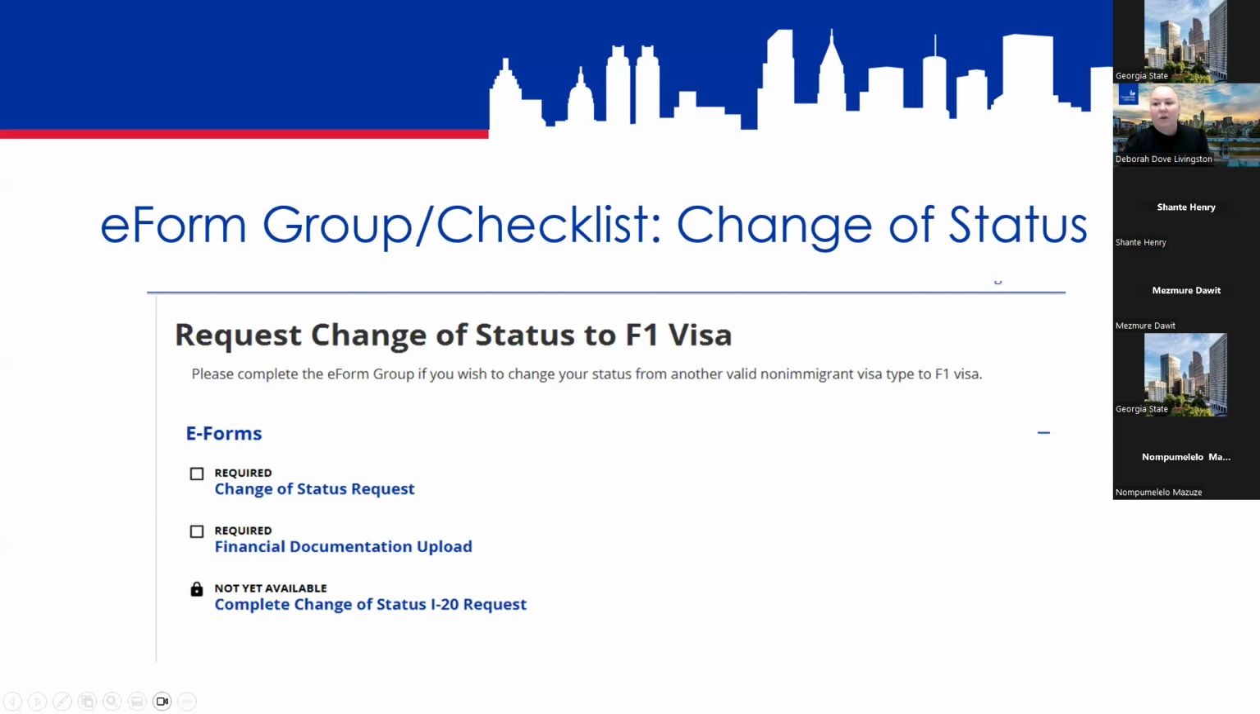You will see after you click on the link that there are 3 e-forms that must be completed and submitted to officially request the I-20 for your change of status request to F1 visa. Since there is more than one e-form for the process, the e-forms are commonly referred to as a group or a checklist. You will begin with the first e-form, the change of status request.